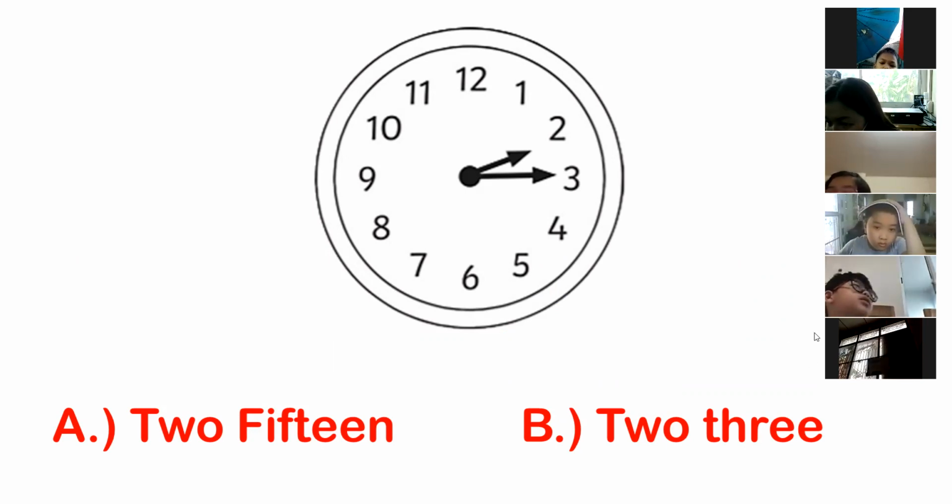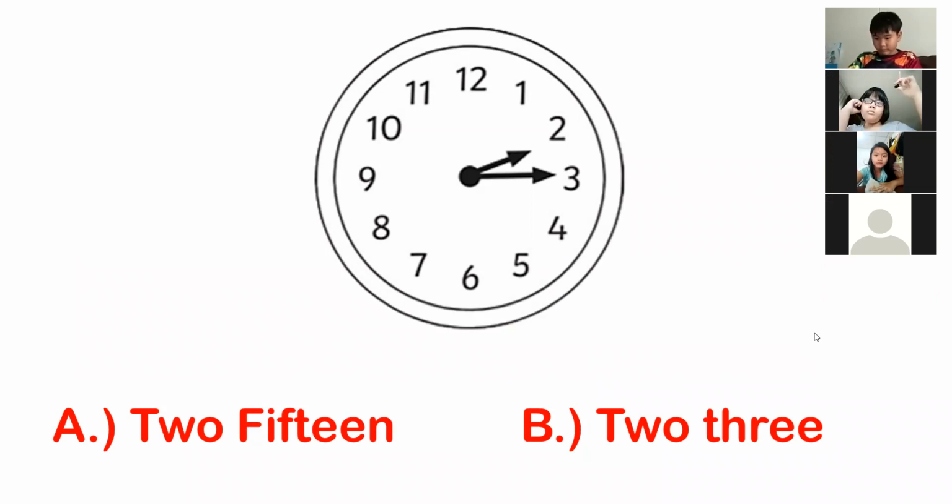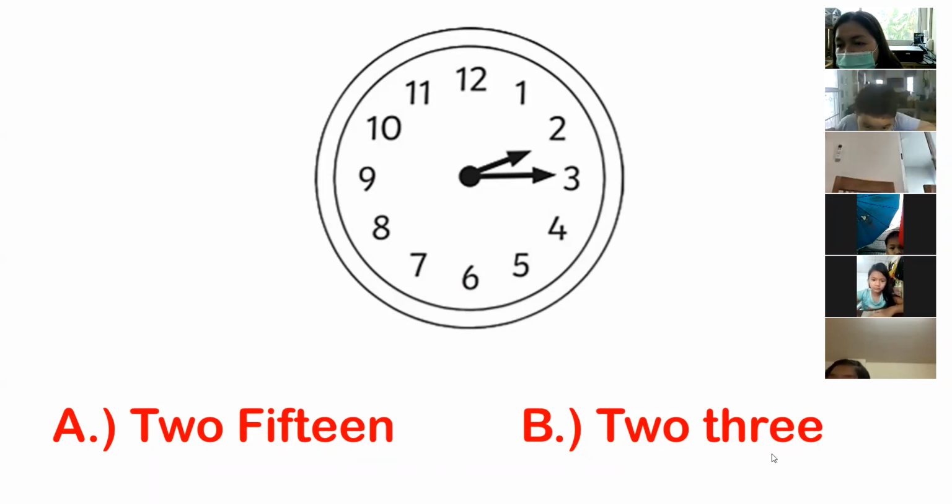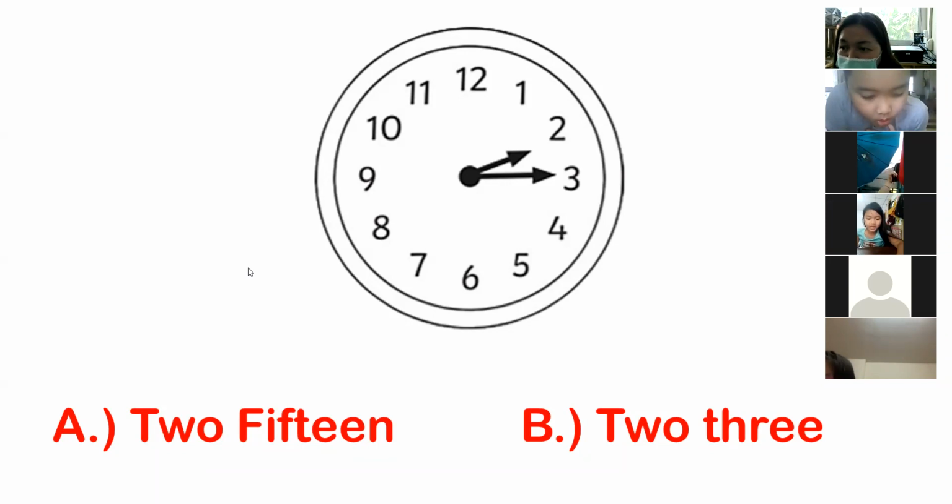Okay, Anda. So look at the clock. Which one is correct? Is it A, the time is 2:15, or is it B, 2:03? And what's your answer? 2:03? Are you sure? Okay, Anda, let me explain it one more time.